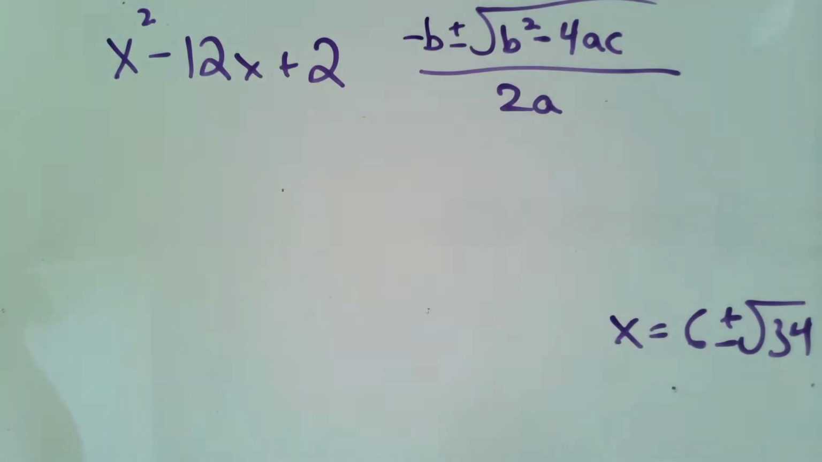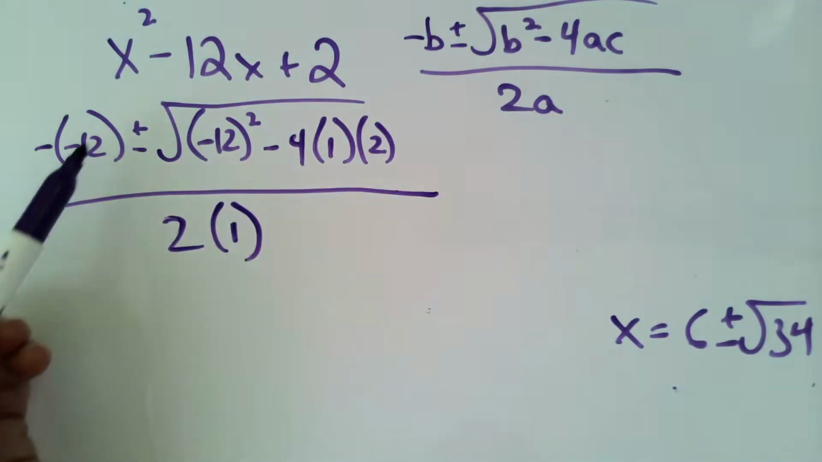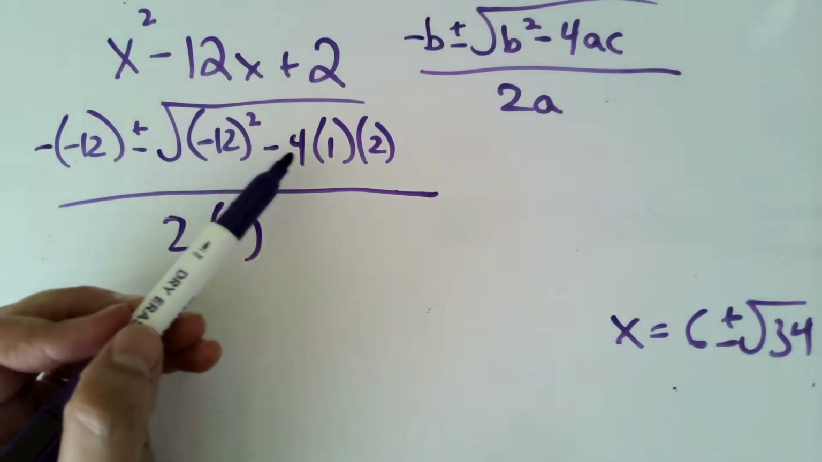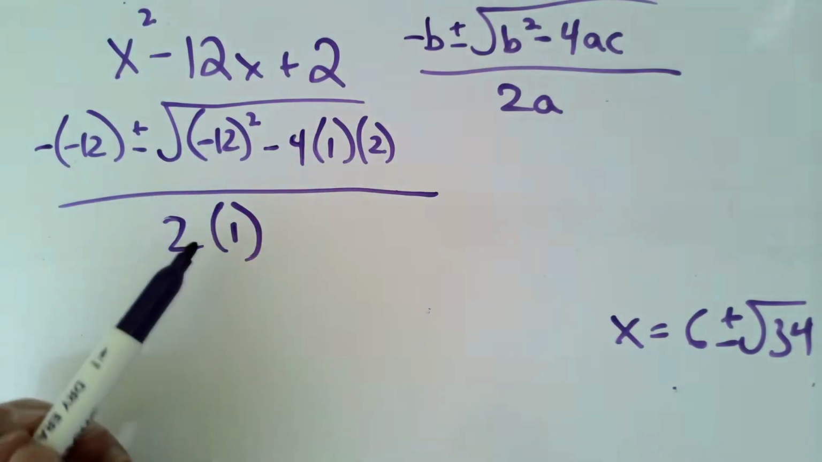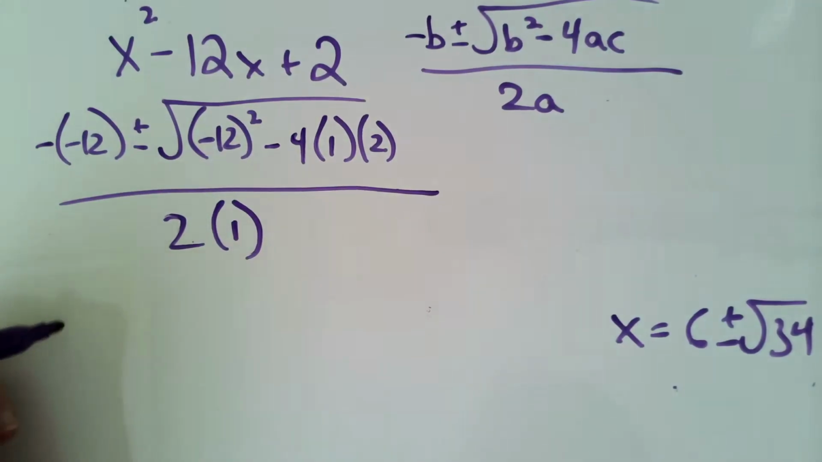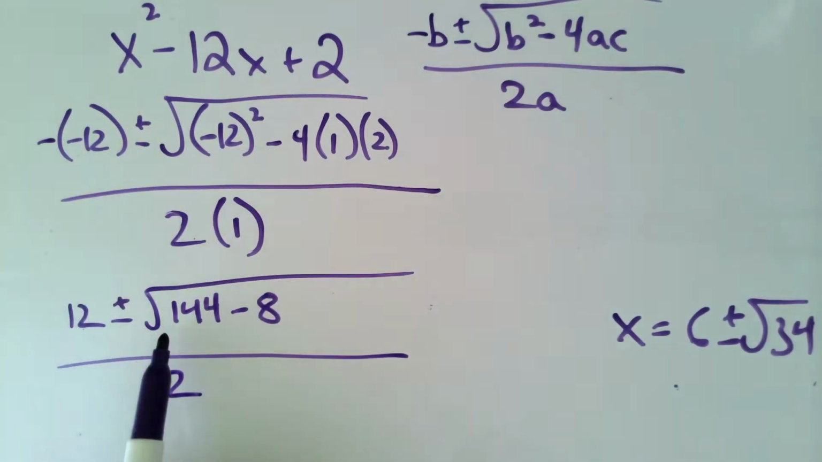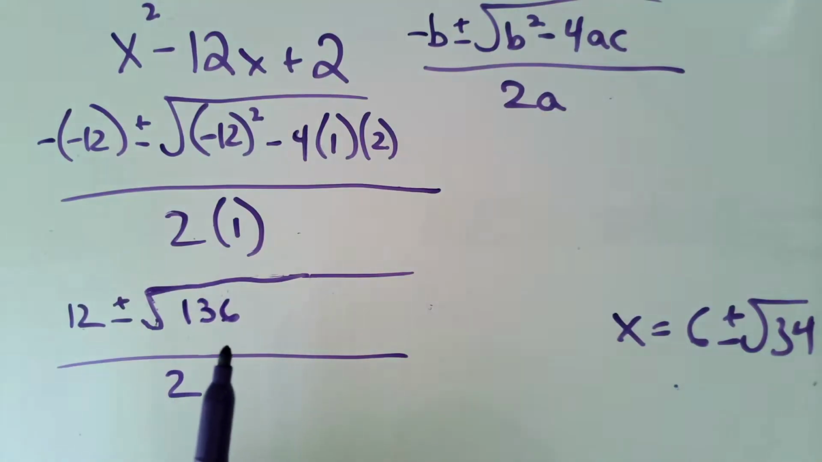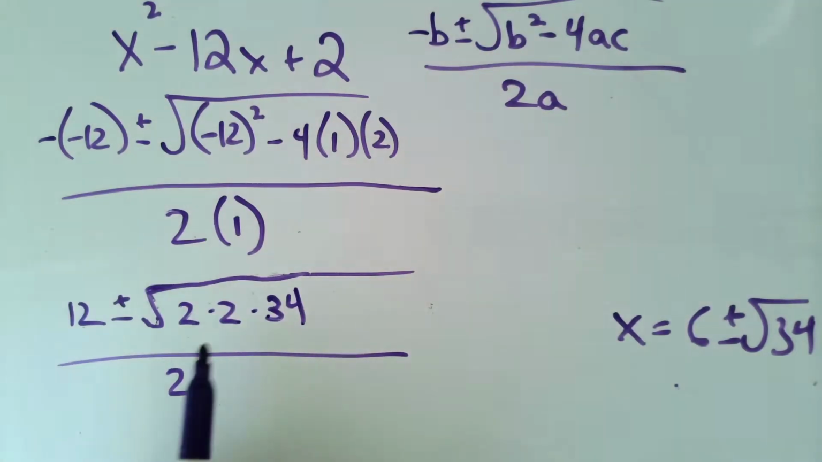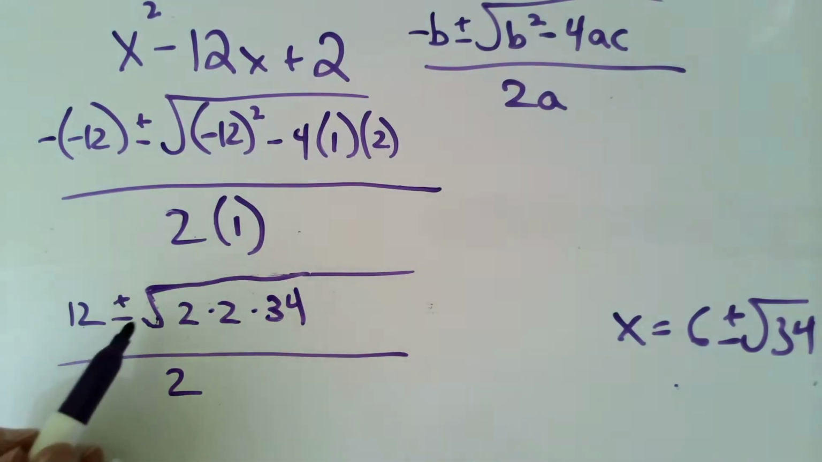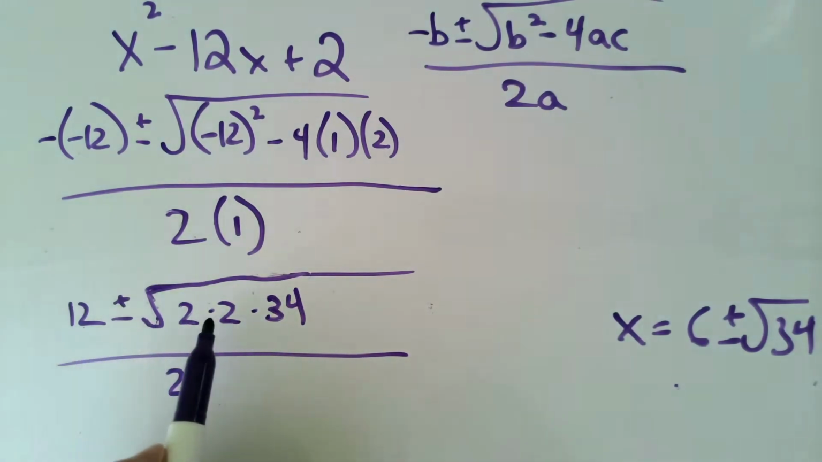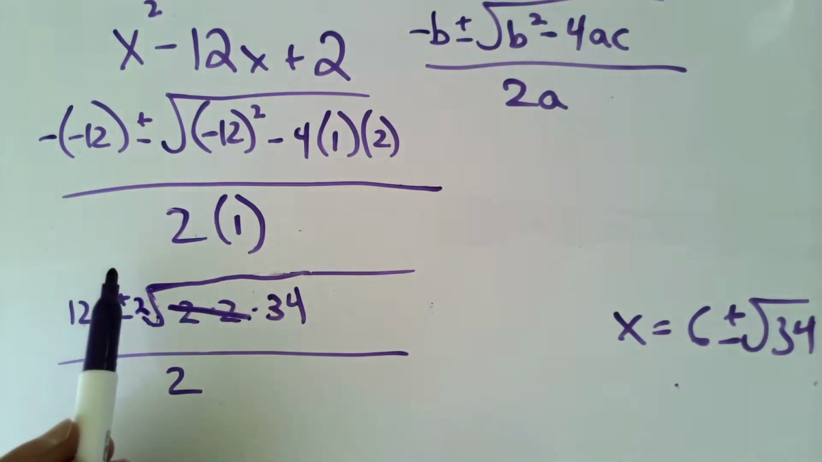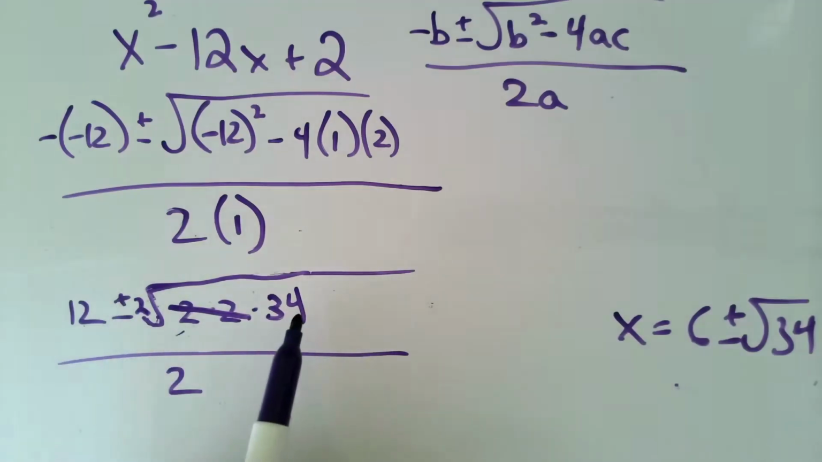And now we're going to go ahead and put our numbers in. Okay, so negative b plus or minus the square root of b squared minus 4 times a times c all over 2a. Negative 12 is 12, plus or minus the square root of 144 minus 8, over 2. Okay, 144 minus 8 is 136. If I factor 136, I get 2 times 2 times 34. I remember the way square roots work. If I have 2 of a factor under the square root sign, that means I have 1 of them on the outside. So that becomes 12 plus or minus 2 times the square root of 34.